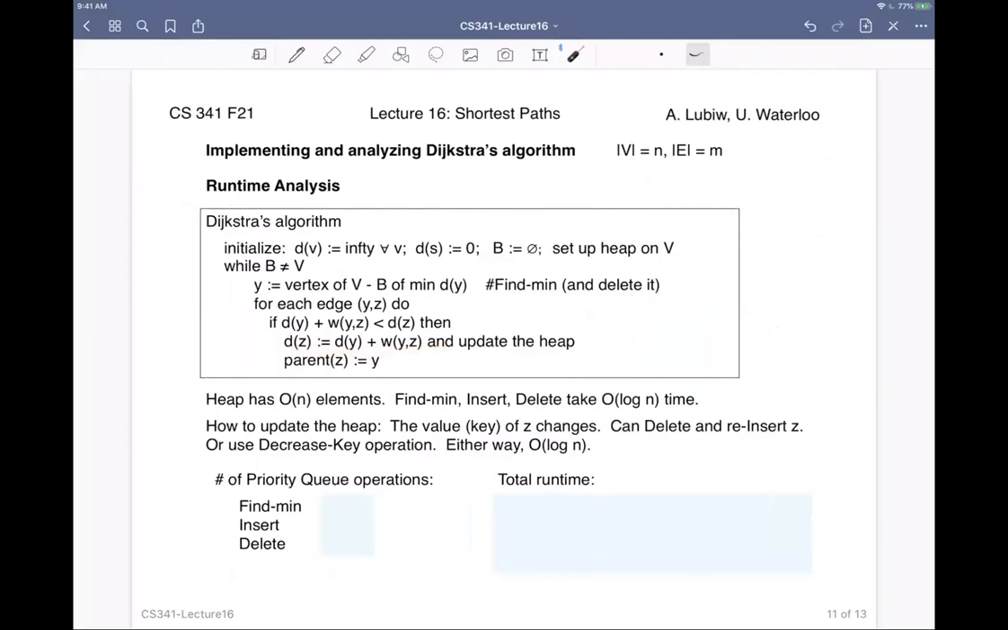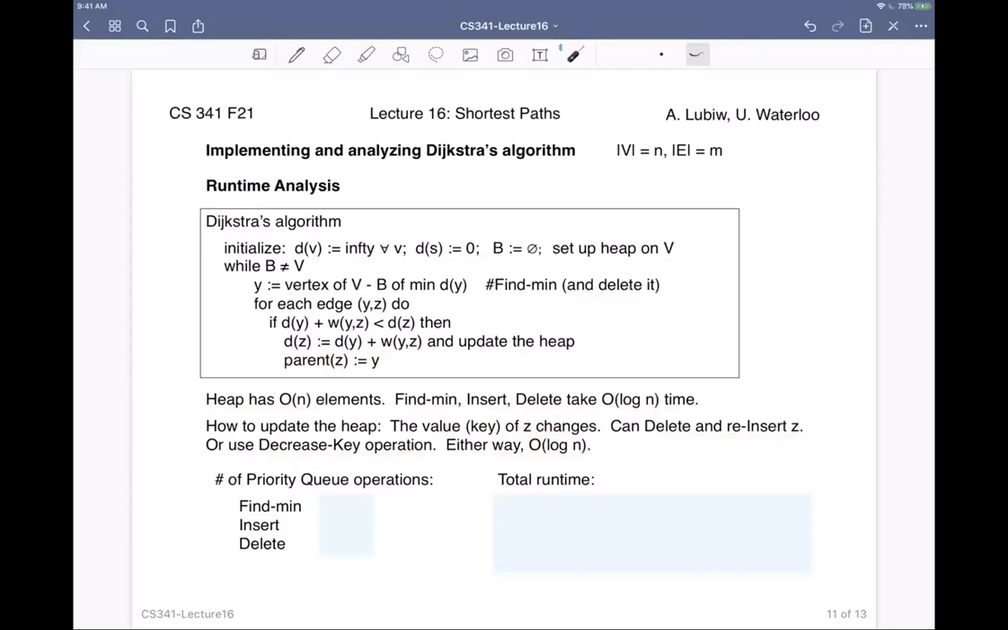So we've got a priority queue implemented as a heap on order n elements. Find min, insert, and delete all take log n time. And how do I update the heap? The value or key of vertex z changes for all the neighbors z of y. And I can do that by deleting and reinserting z, or I could use a decrease key operation. Either way, with a heap, it's going to cost me log n to do that.